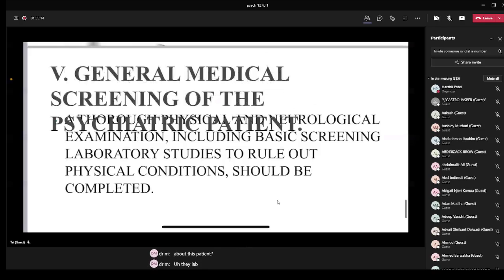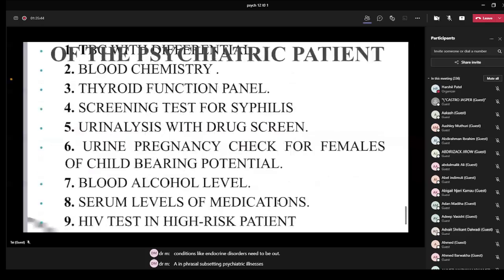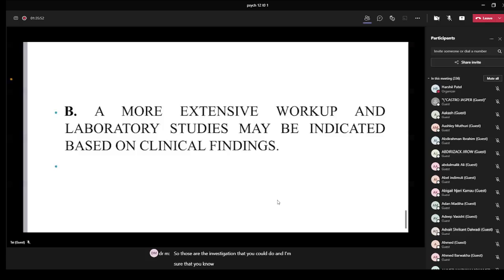The lab investigations may be indicated if you suspect that there could be some illness or you want to rule out something. For instance, you may do drug screens if you suspect they are abusing substances. So the laboratory tests are done to rule out any physical condition. Like I mentioned a bit earlier, conditions like endocrine disorders need to be ruled out in the presence of certain psychiatric illnesses. Good. So those are the investigations that you could do, and I'm sure that you know much about them.